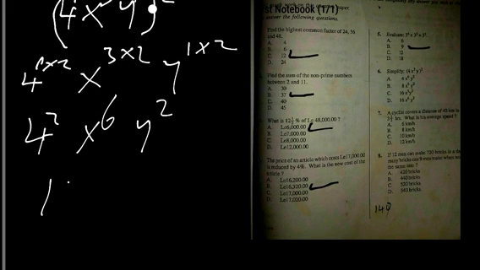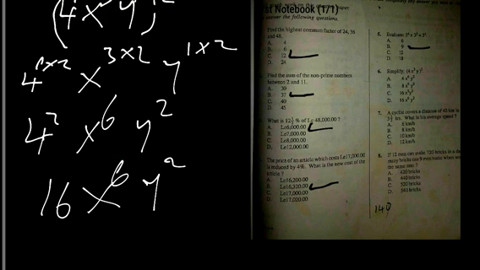So this becomes 4 raised to power 2, x raised to power 6, y raised to power 2. 4 raised to power 2 is 16. And then x to power 6 and y to power 2. So this becomes our answer. So the correct option to this question is D.